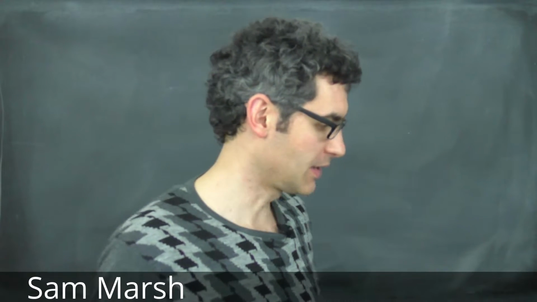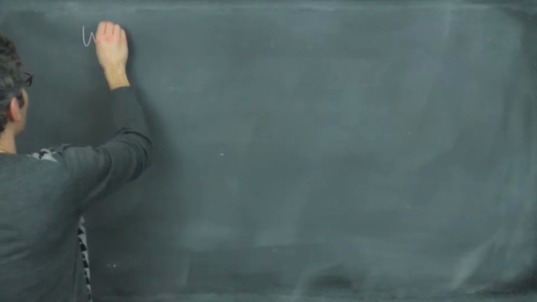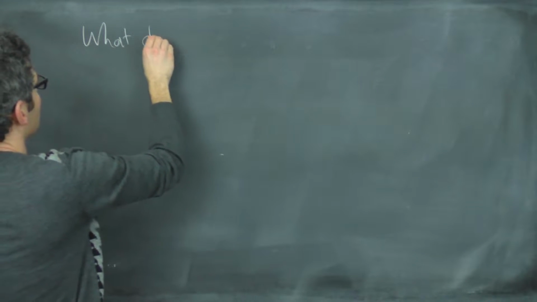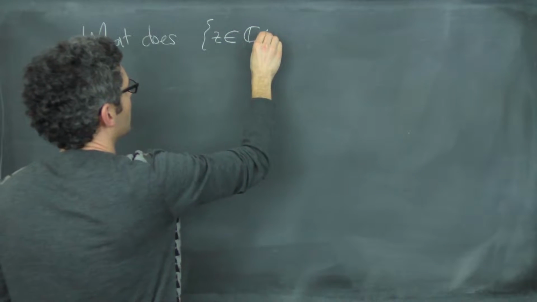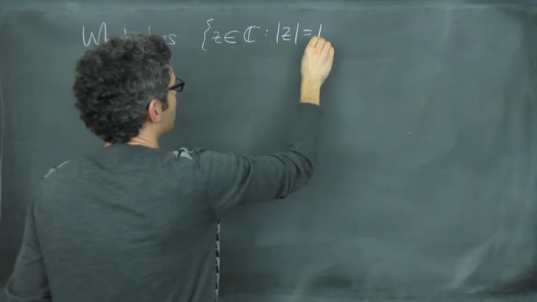In this video, we're going to look at sets of complex numbers and what they look like if you try and draw them in the Argand diagram. We'll start with an easy one. So, what does this set look like? I'll explain what I've written in a minute.